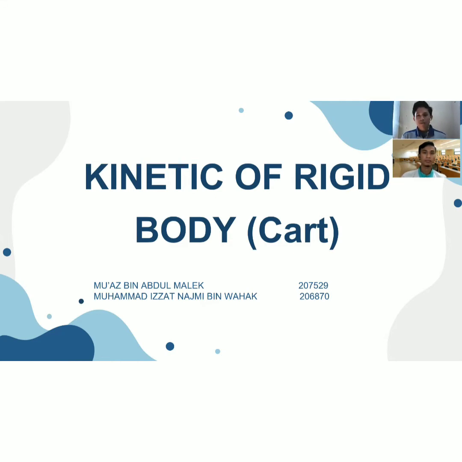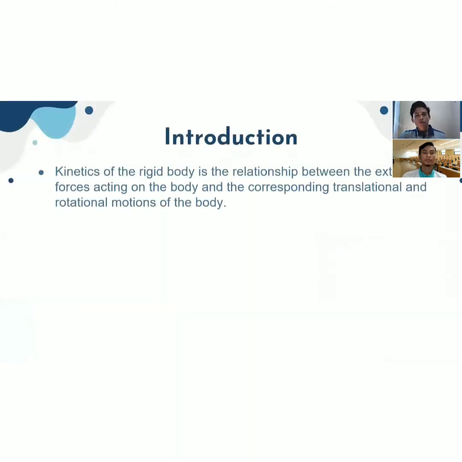So today, me and my partner Izzat are going to present to you about the application of kinetic of rigid body for a cart. Before we start, my name is Muaz bin Abdul Malek and my metric number is 207529. So let's get started.